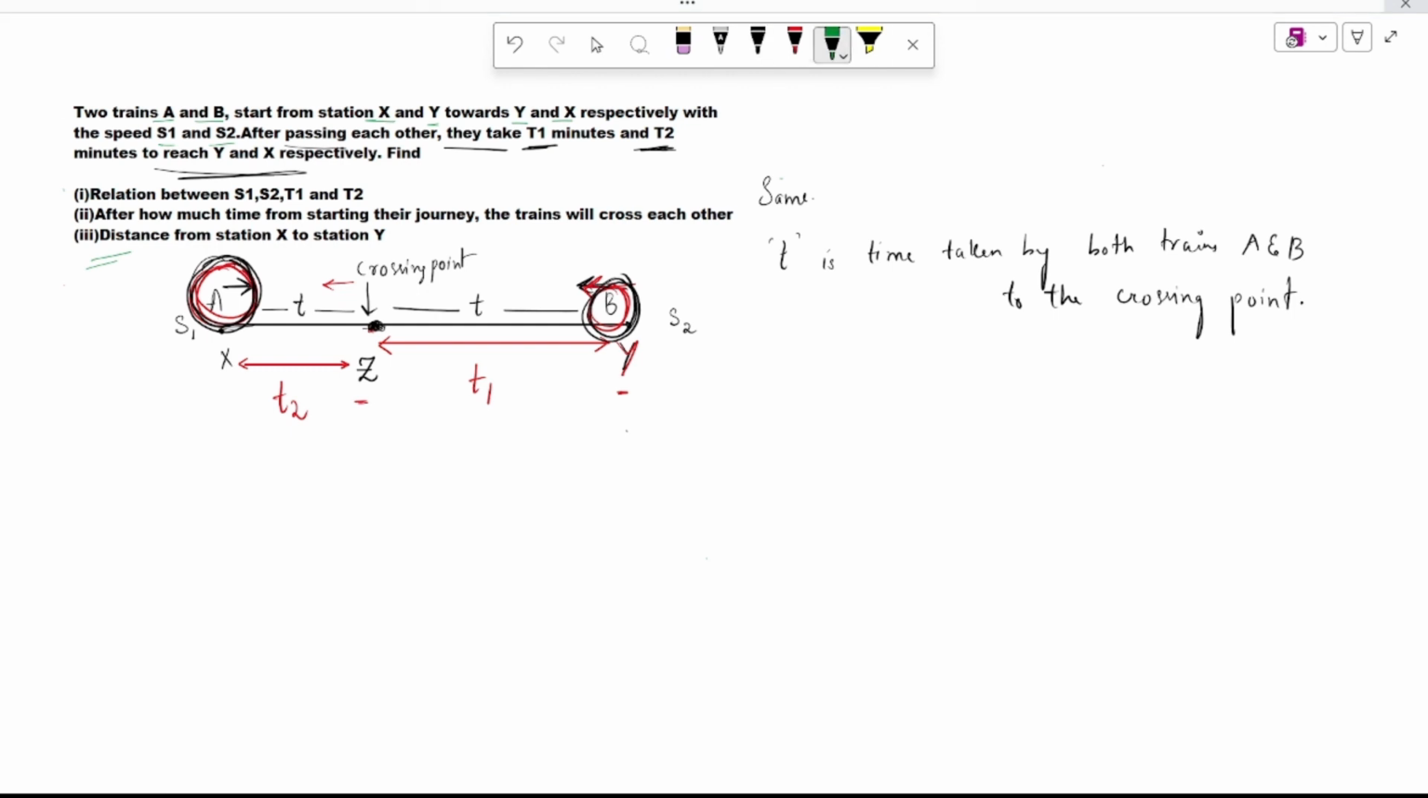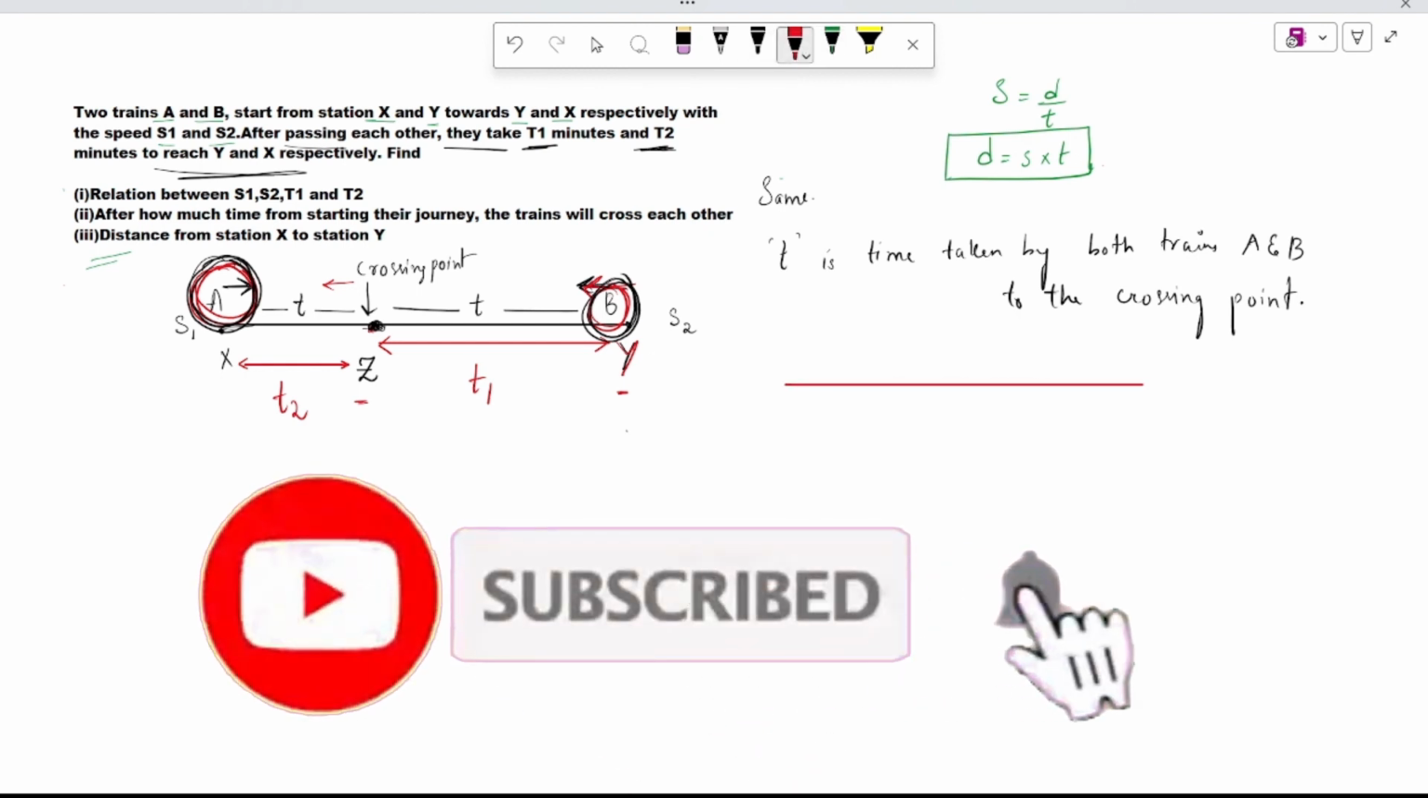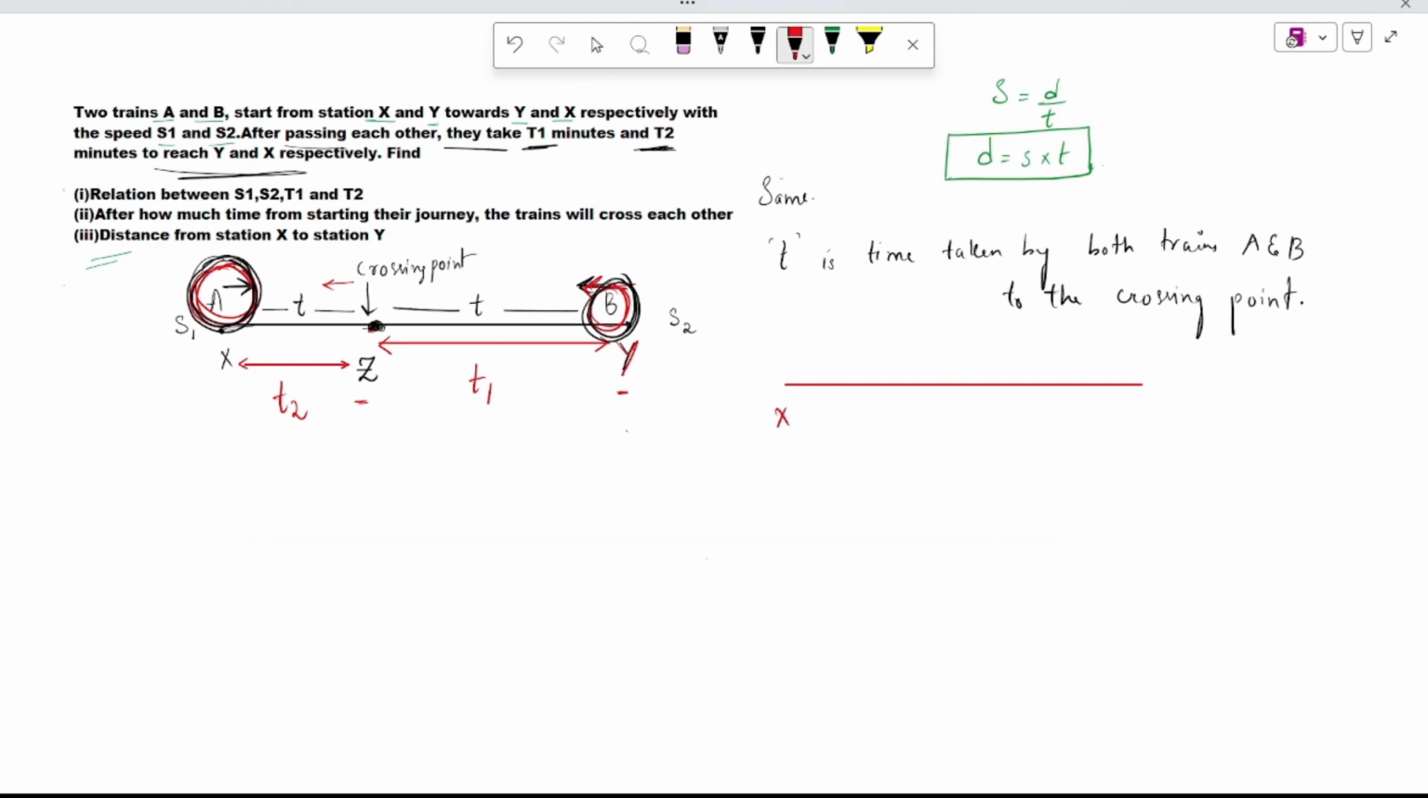We all know the standard formula: speed is equal to distance by time, and we express distance in the form of speed into time, right? Here also we will do the same. Let me make another same diagram. Station X, station Y. This is the crossing point Z, and train A is traveling towards train B and train B is traveling towards train A.